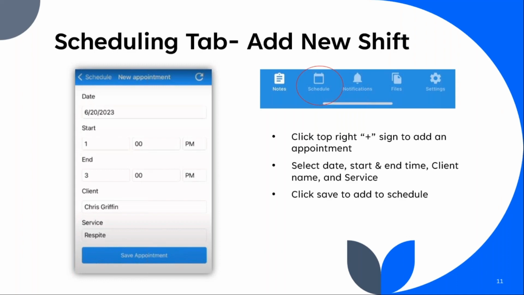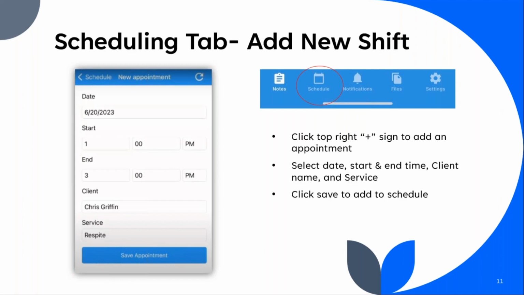So all staff are now able to add, modify, or remove schedules from the app. While in the Scheduling tab, to add, click the plus sign. Simply select the date, add the start and end time, client name, and service.